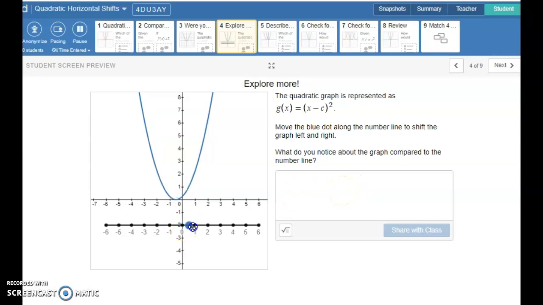And remember, when I'm moving this, this is my letter C. +1, it moves to the -1 side. +2, it moved to the -2 side. -3, it moved to +3. -5, it moved to +5. Okay? So write that down.